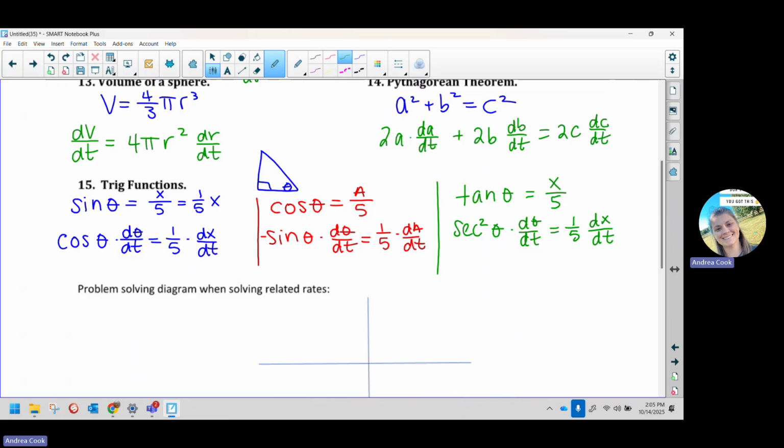So why is this the theta? Because theta is inside secant. Secant is nothing without theta inside of it. If you have sine without theta, it turns into just sin.